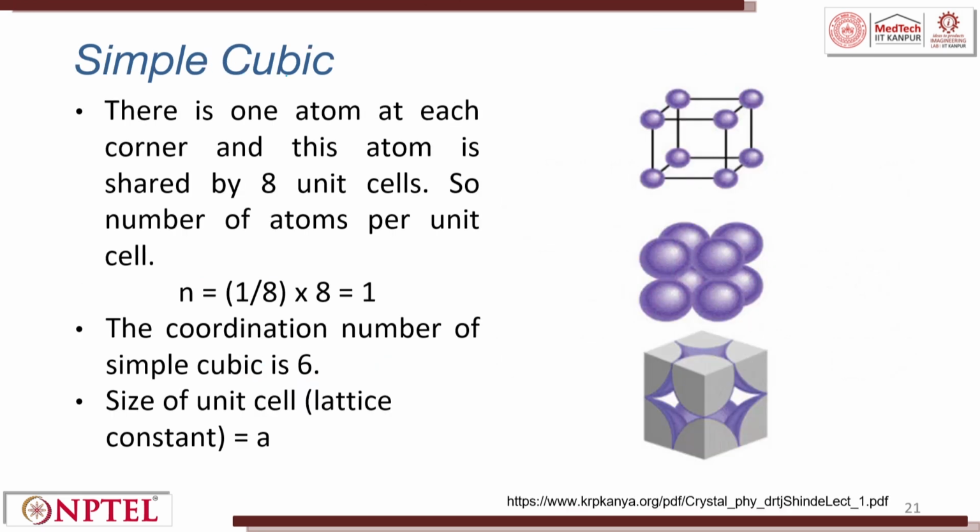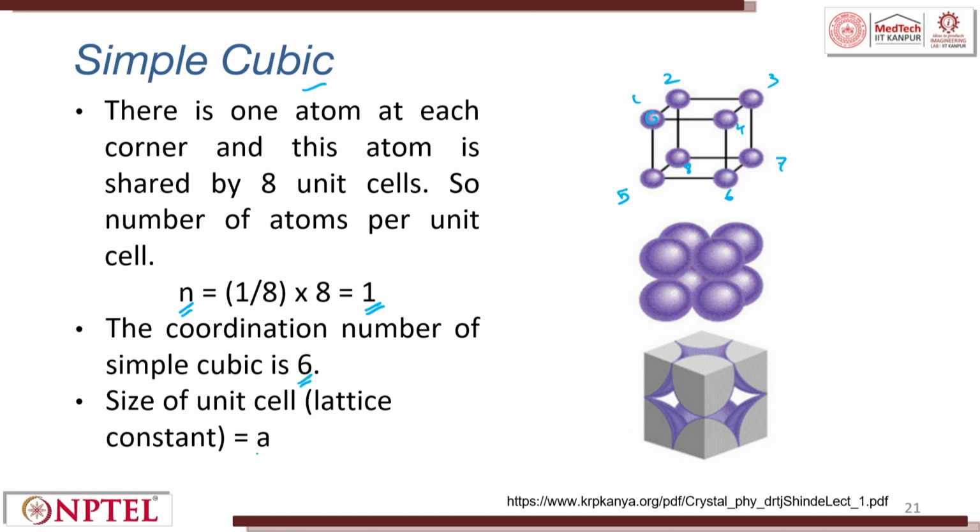Now, let us first start looking into simple cubic. In simple cubic, there is one atom at each corner. 1, 2, 3, 4, 5, 6, 7, 8. There is one atom at each corner and this atom is shared by 8 unit cells. So, the number of effective atoms N will be 1 by 8 into 8, it is 1. The coordination number for simple cubic is 6.